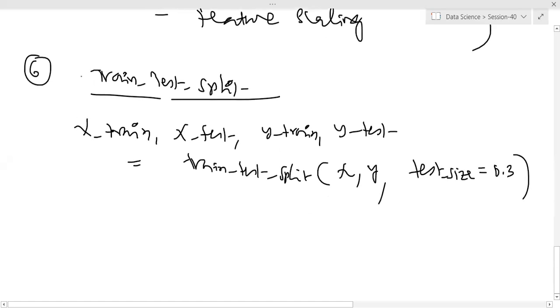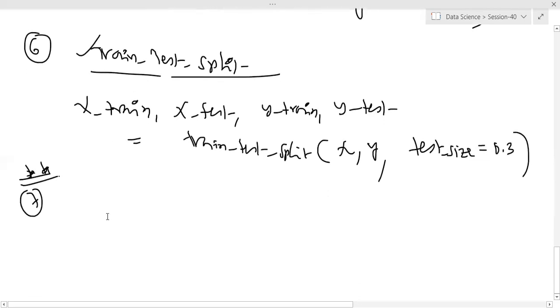Now, once we have done with the splitting, what is the next step, friends? Train test split is over. Now we got X train, X test, Y train, Y test. What is the next step?